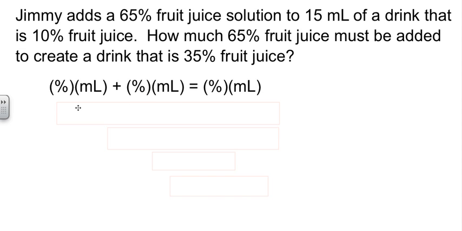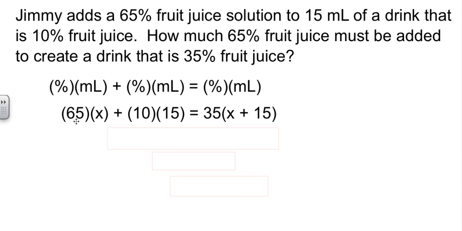Okay. Well, let's fill in what we know. We know this one is 65%. Usually you would make this 0.65, but then you're just carrying decimals around. And you don't really want to do that if you don't have to. And since everything is a percent, we can get away with it. We don't know how many milliliters, so 65x, 10% times 15 would make 35%.